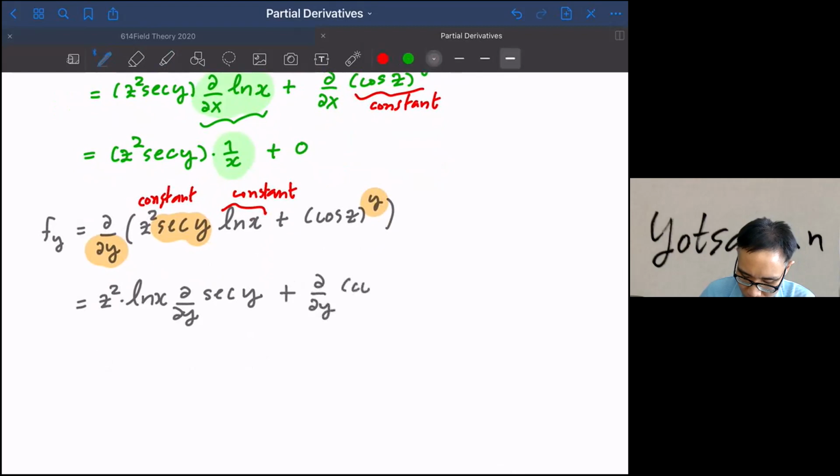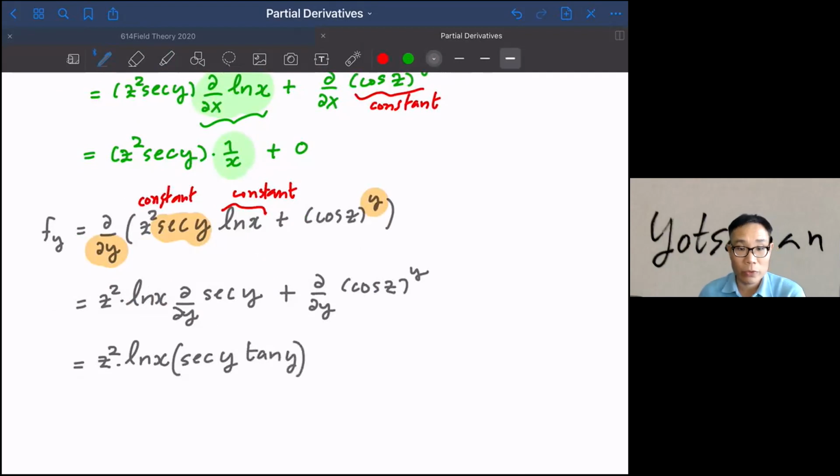And then the dy of cos z to the y. So it's gonna be z square log x, and differentiating sec y, you get sec y tan y with respect to y. So this guy will be just this term. The derivative of secant is secant tangent, like we had in calculus 1.